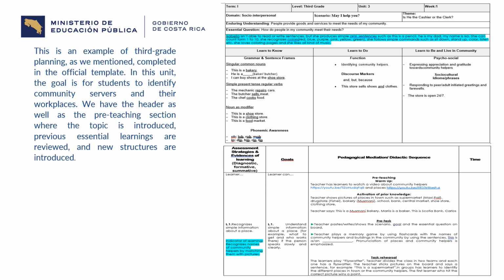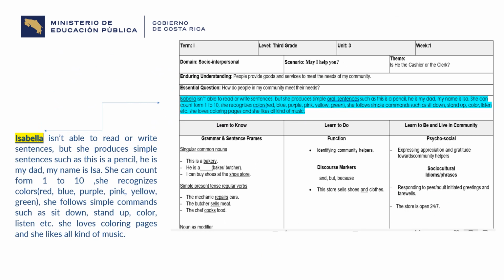We have the header as well as the pre-teaching section, as you can see, okay? The pre-teaching section is where the topic is introduced, previous essential learnings are reviewed and new structures are introduced. We have the same cycle that we use for all plannings: a warm-up, the activation of prior knowledge, and the cycle that we use in every single lesson, that is pre-task, task rehearsal, task completion, and task assessment. Important to know, okay, well, let's take a look at this.